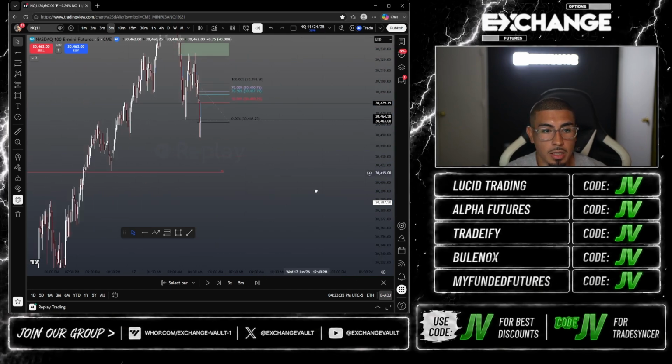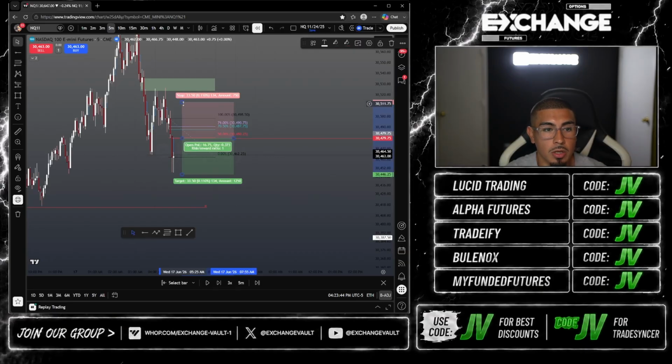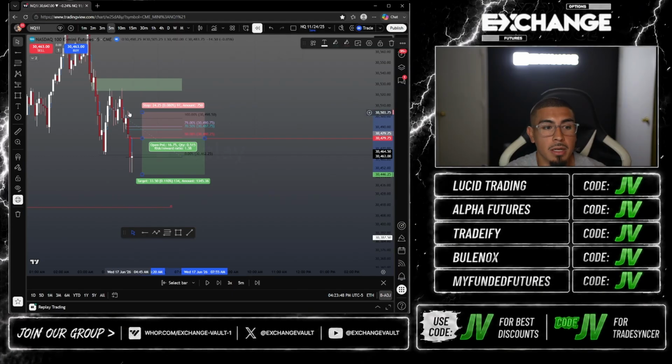So then let's go into the 5-minute here. I wait for a retest into here or an imbalance tap. So then my risk is very minimal. Now I can be risk on here. My stop loss would be a 5-minute close above this high, a 5-minute close above this high.